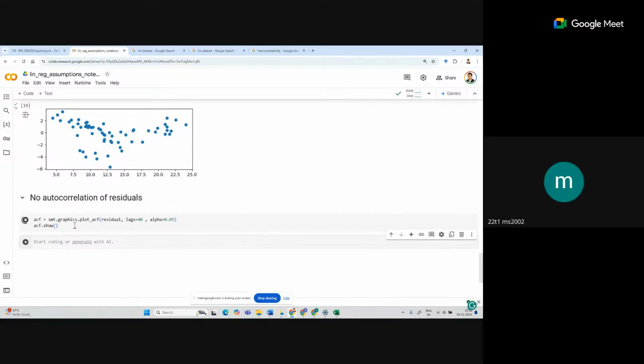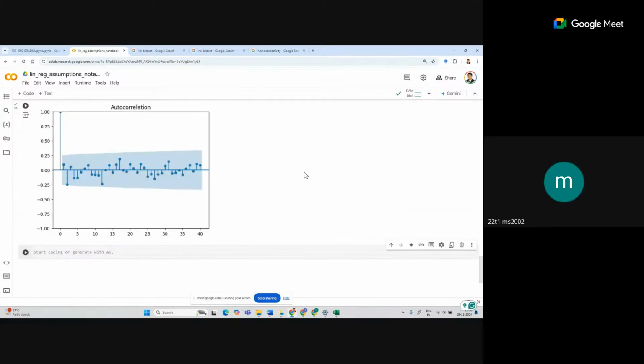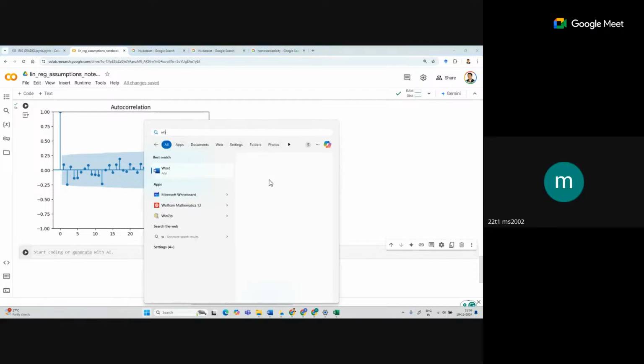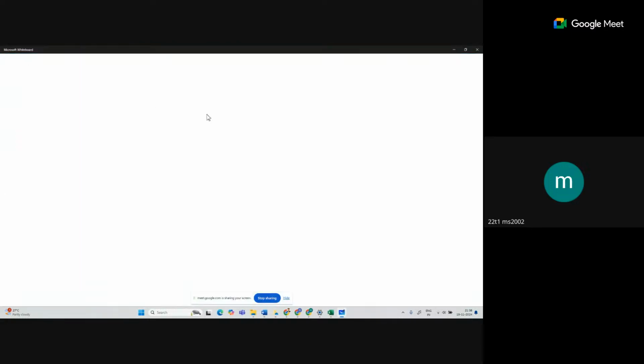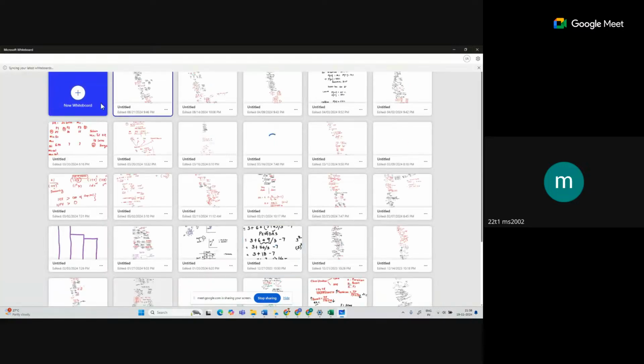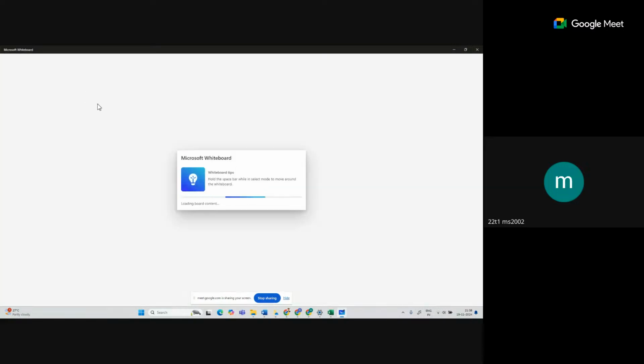Next, what does autocorrelation mean? Autocorrelation is when, if you are collecting any time series data and your errors are repeating themselves, like they're correlated with the shifted version of themselves, then that is called autocorrelation. First of all, let me open my whiteboard. Understand a few things because for some people it might be new. Some of you might already know it.